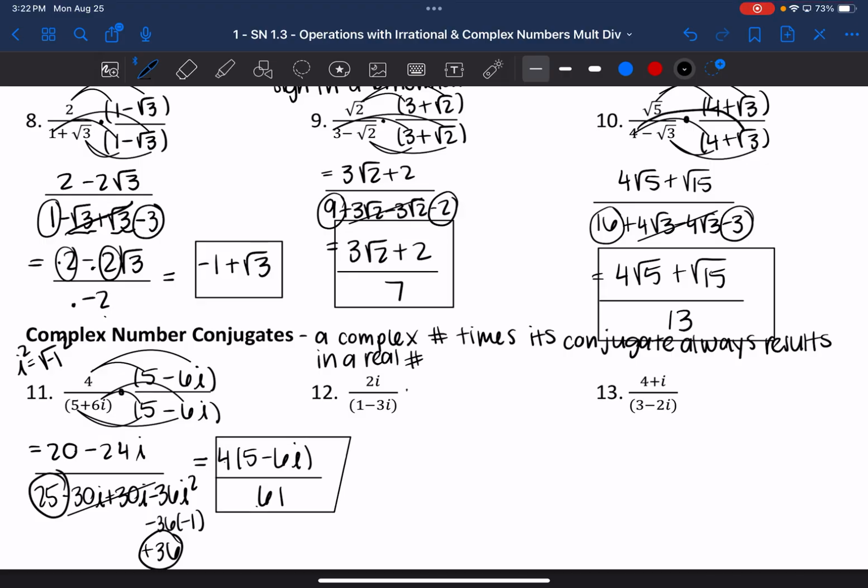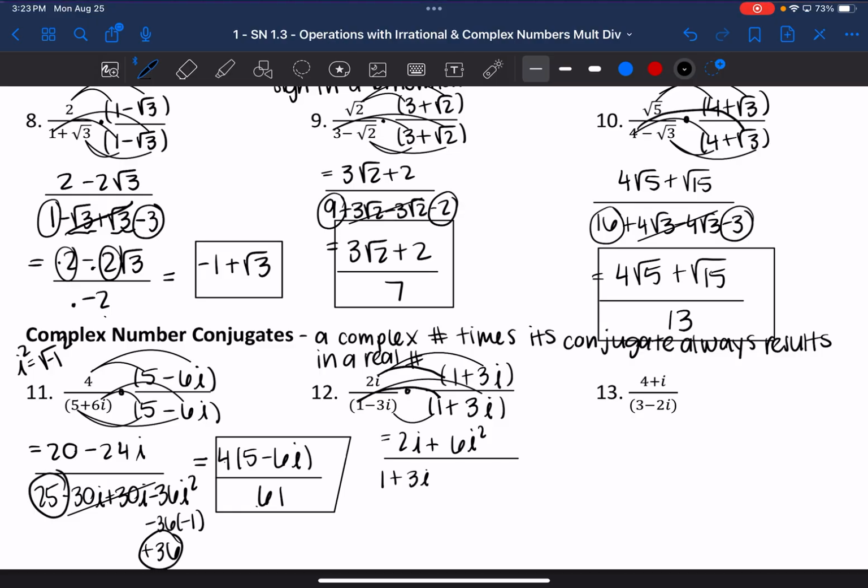All right, for number 12, same idea. I'm going to multiply by the conjugate, so this will be 1 plus 3i. So in the numerator, 2i times 1 is 2i. 2i times 3i would be 6i squared over the denominator, which is going to be 1 times 1 plus 1 times 3i. And then we would have negative 3i, and lastly, negative 9i squared.